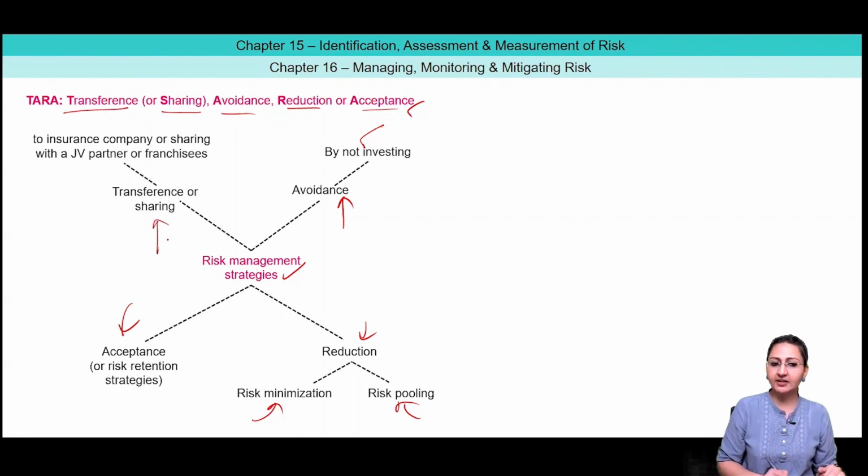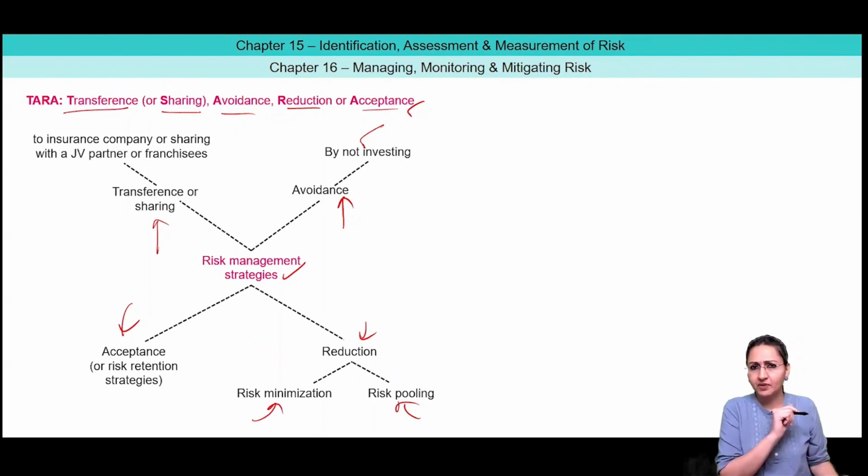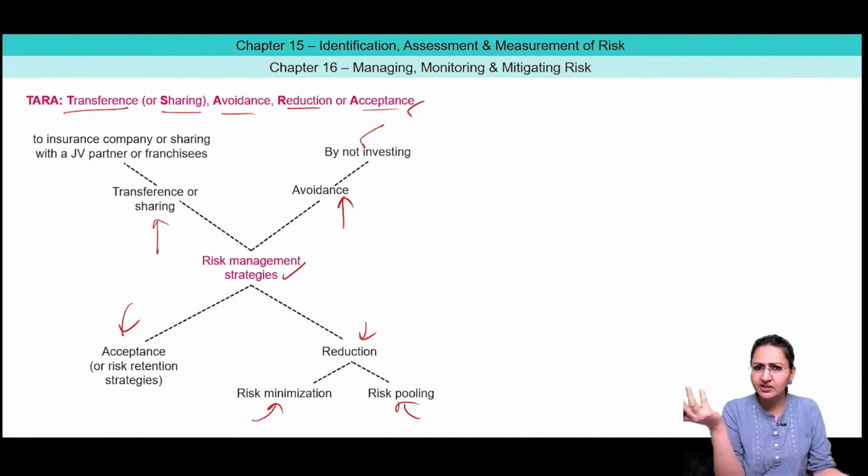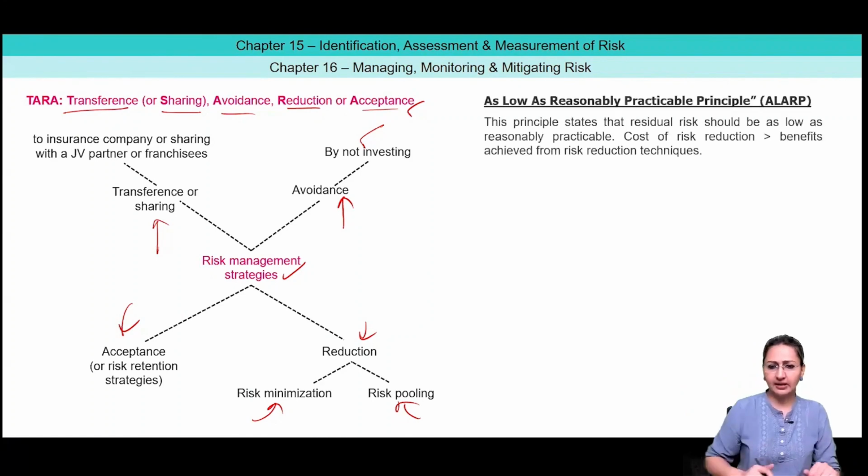And then transferring the risk, where we have the opportunity of transferring the risk to an insurance company or to a third party, because the impact of the risk is very high. We will be under huge loss if that risk arises. If insurance can happen, take that insurance, right?